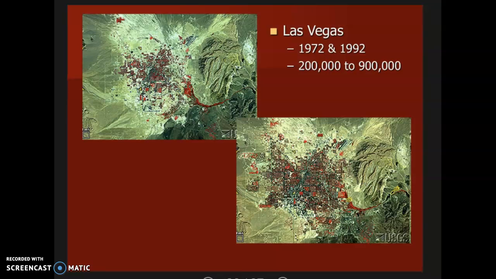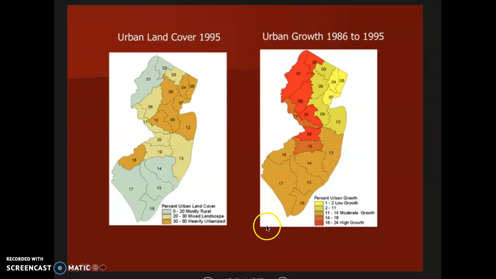Okay, another example. Here we're looking at New Jersey. This is a land cover map in 1995 showing urban land cover. This color is mostly rural. This color is mixed landscapes, meaning rural and urban. And then this color is highly urbanized.